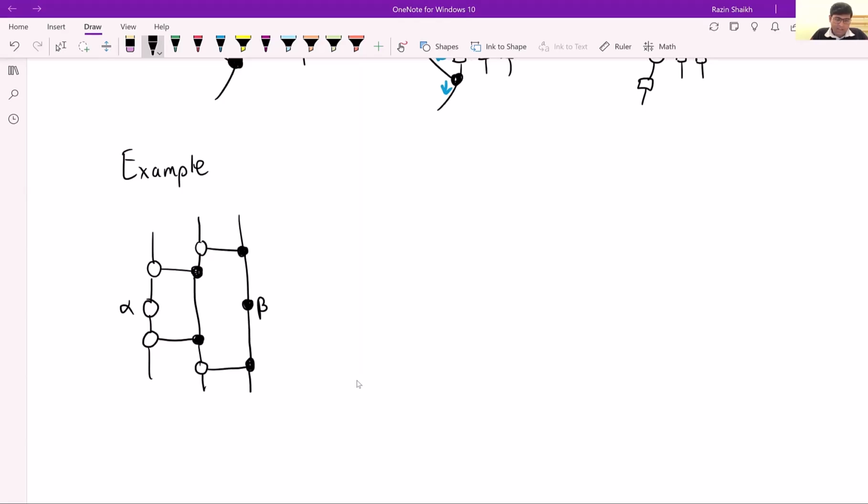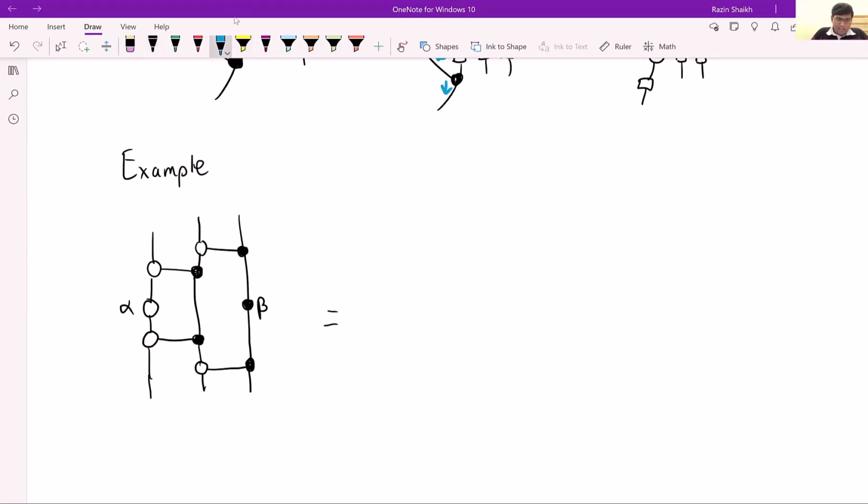So suppose you have this diagram. Now this looks like a very complicated picture. But actually using the rules that we learned today, we can simplify this. To simplify, we will apply the fusion rule and the leg chopping rule and see what happens.